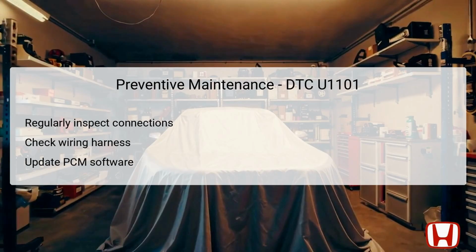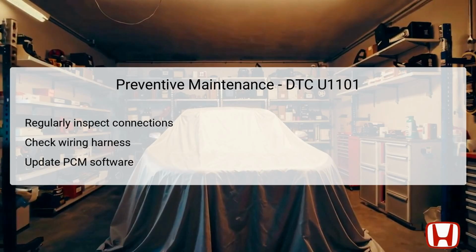Preventive maintenance is crucial for avoiding the recurrence of DTC U1101 in the future. One effective method is to regularly inspect all electrical connections within the PCM and ACM circuits to ensure they remain secure. Over time, vibrations and environmental exposure can lead to looseness or corrosion, which ultimately disrupts communication networks.